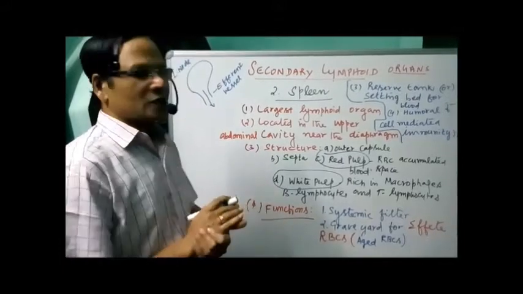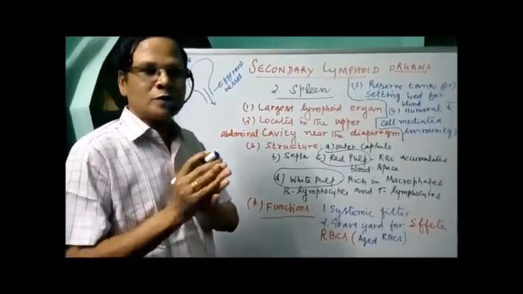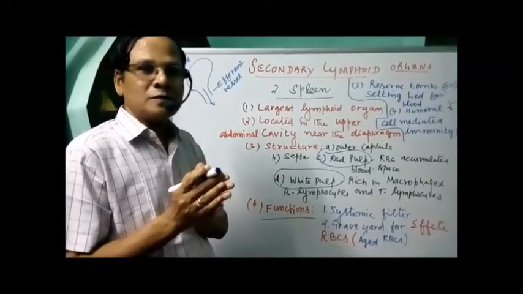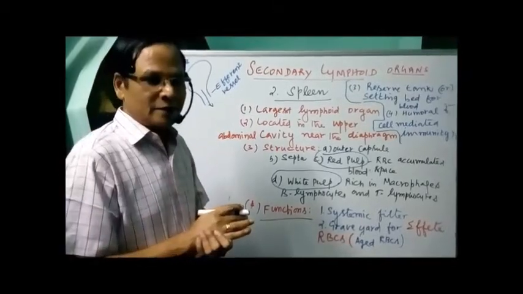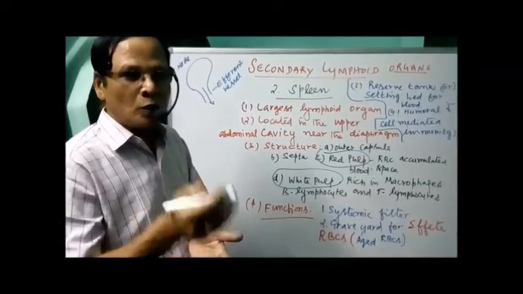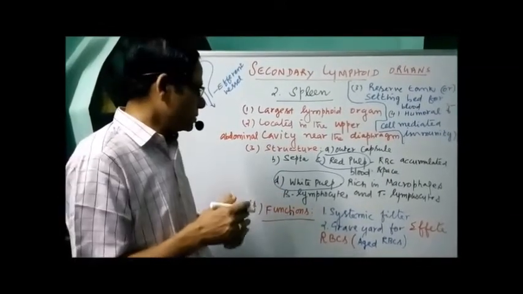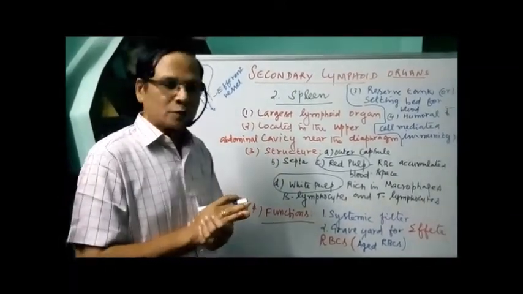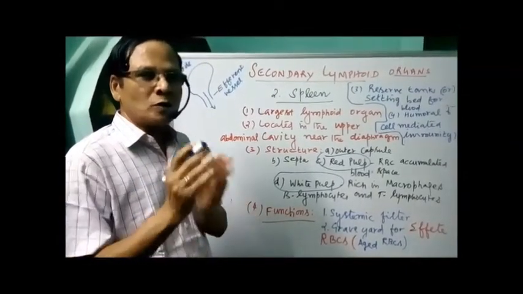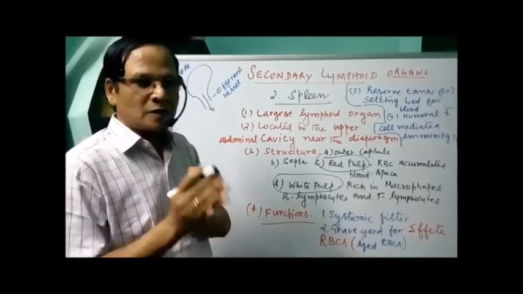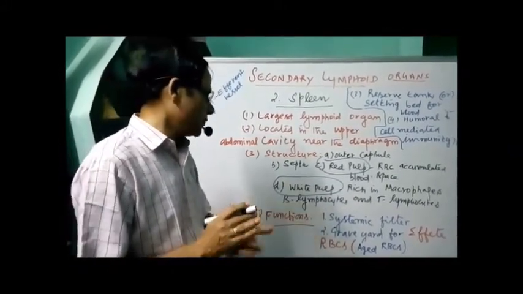Now, what are the functions? It is acting as a systemic filter. When you are using the word systemic, it means the whole. So it is concerned with the filtering of the blood-borne, foreign antigens circulating in the blood. The antigens found in the circulation are being filtered by the spleen, because all the blood is reaching one organ, namely the spleen. That is the organ which receives blood from all parts of the body. That's why it is considered a systemic filter.